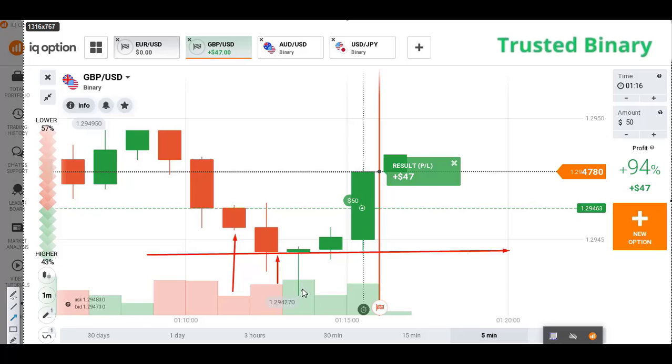This volume is increased from the buyer's pressure. Again, this spinning top candle forms in the same level, in the support level, and the volume decreases here. The volume decreases here. But why does the volume decrease here?